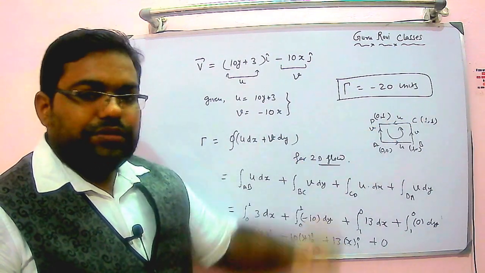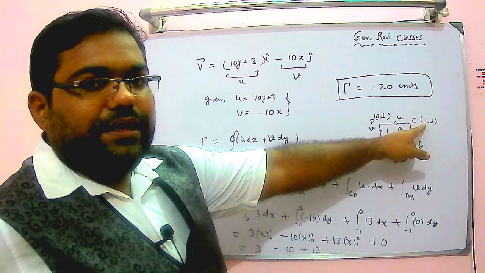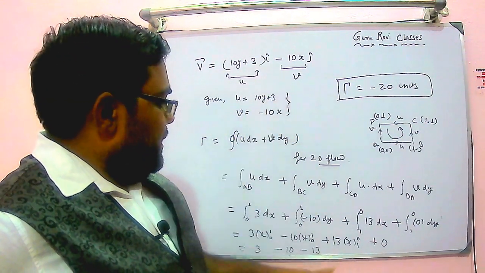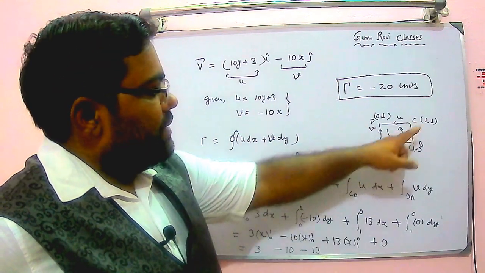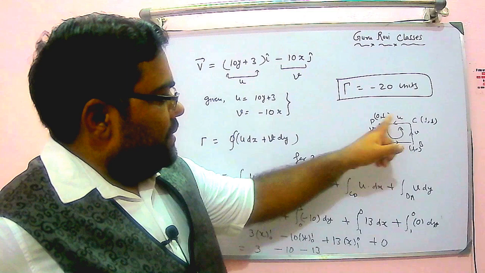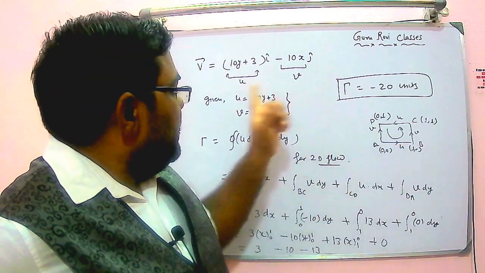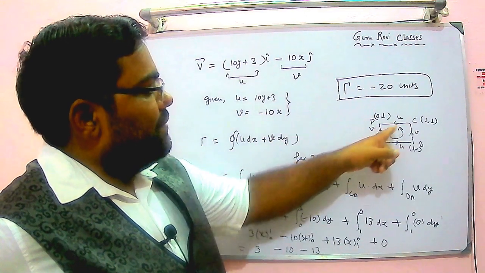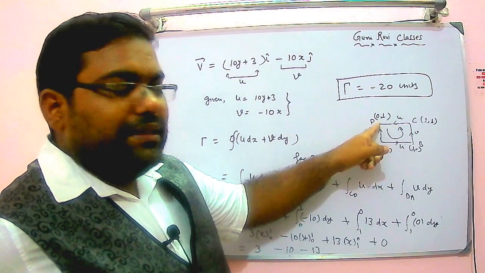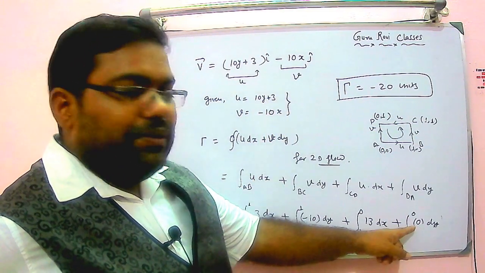Where the velocity component is small u, which requires y. What is the y value here? That is 1. If you substitute 1 here, I get 13. The limit of dx is going from x equals 1 to 0 along this, and this is v, basically v. So v is minus 10x. What is the x value over here? If you look at this point, x is equal to 0. So if you put x equal to 0, I get 0 dy.